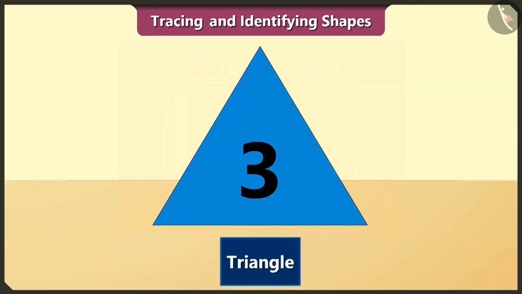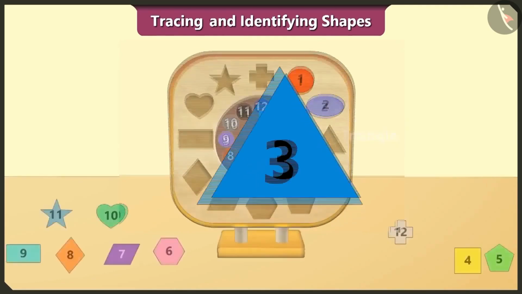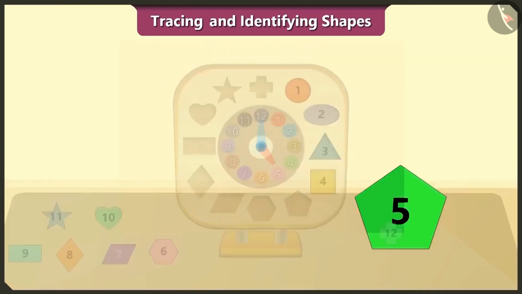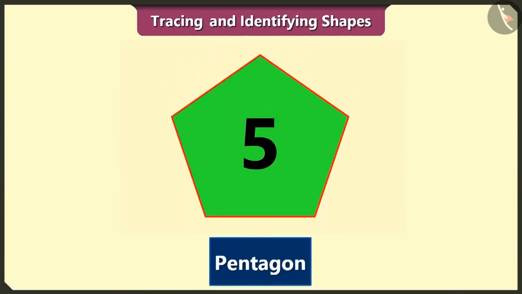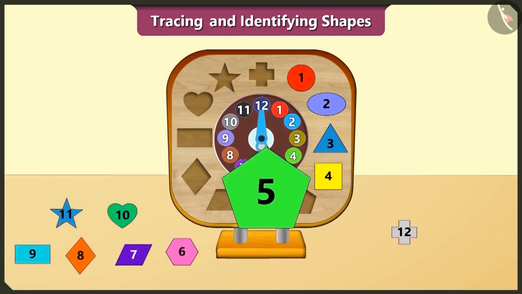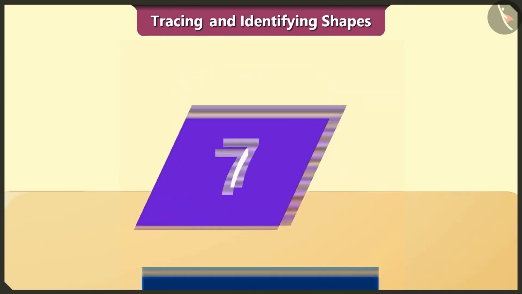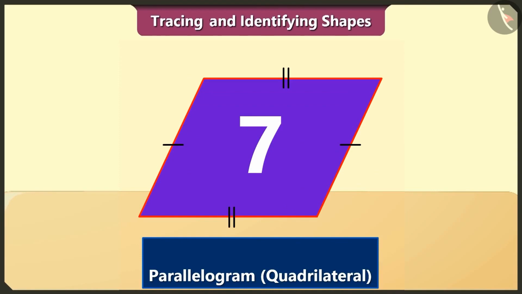The triangle is third in order. A triangle has 3 sides. The square is fourth in order. The length of all its 4 sides are the same. The 5-sided pentagon is fifth in order. The 6-sided hexagon is sixth in order. The 4-sided quadrilateral is seventh in order.